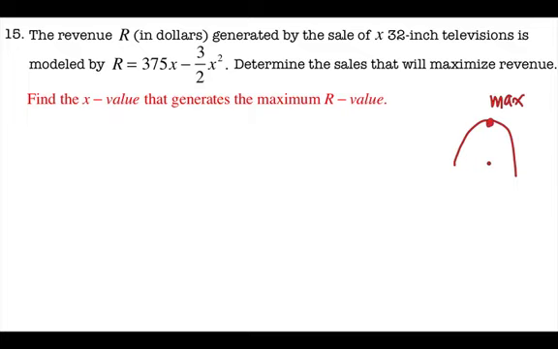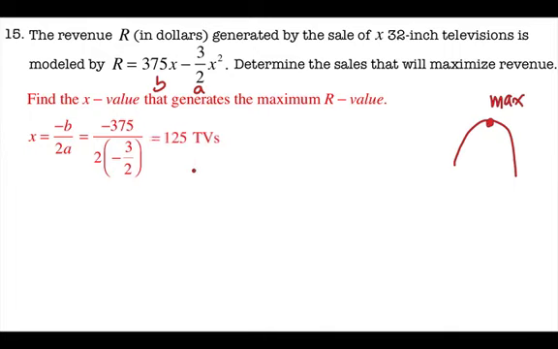So to find the x value, in algebra 1 you learned that the x value of the vertex is generated by this formula, the opposite of b over 2a. This is your a, this is your b. Then you substitute that information into your equation here, simplify, and you end up with 125. Since we're talking about televisions, it takes 125 televisions to give you the maximum revenue.